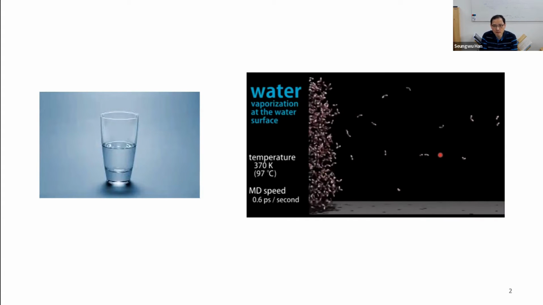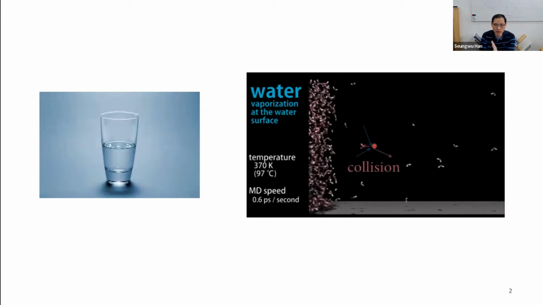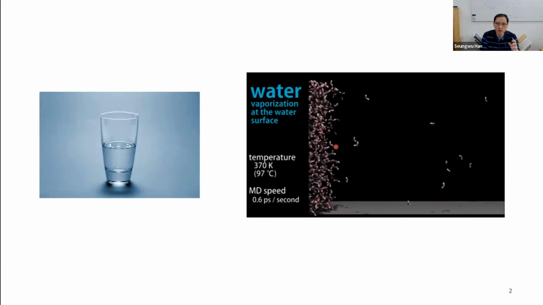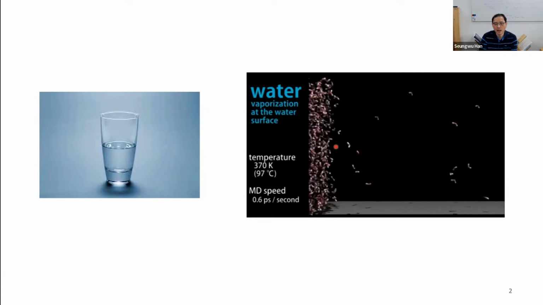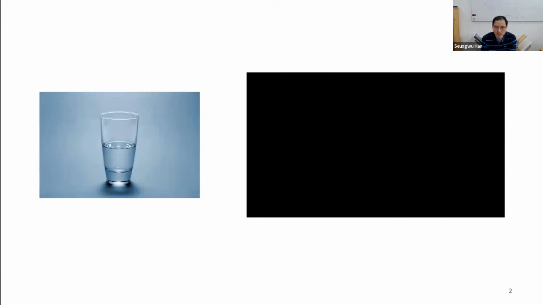And also some water molecules from the outside approach the surface and join the body of the water. So this is a very dynamic picture. Basically, this gives you an idea that everything we observe in everyday life and also in material science comes from atomic motion. And therefore, if we can describe the atomic motion, then maybe we can predict the properties and the processes of the materials.